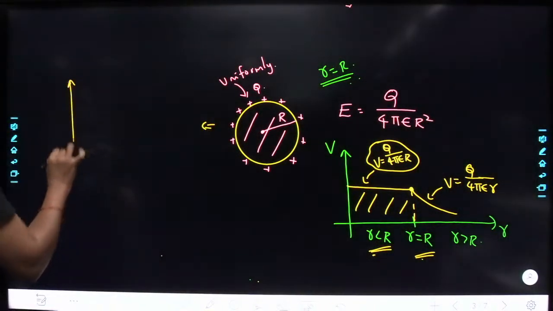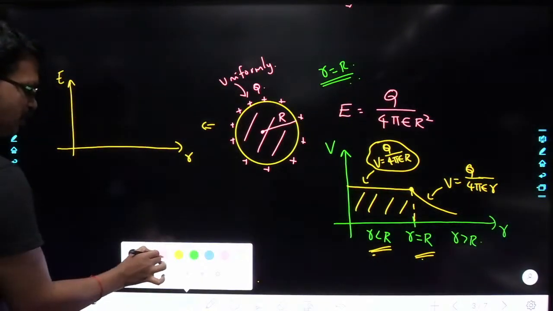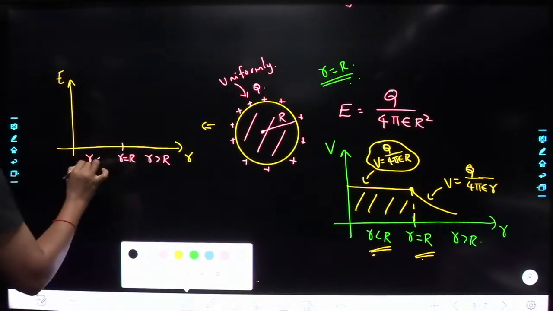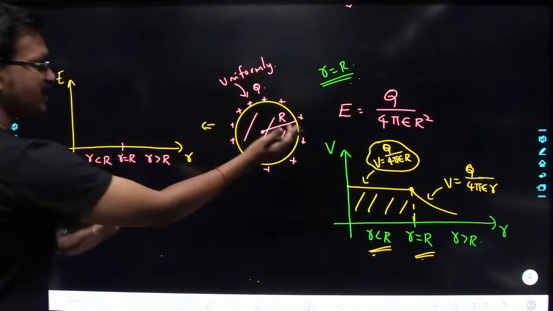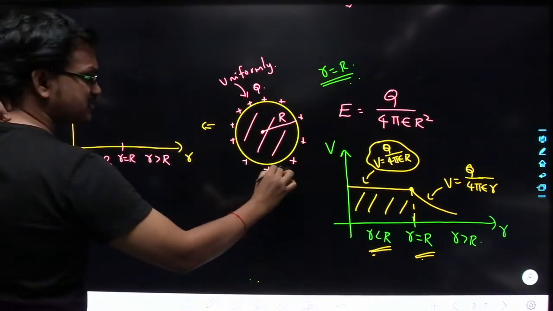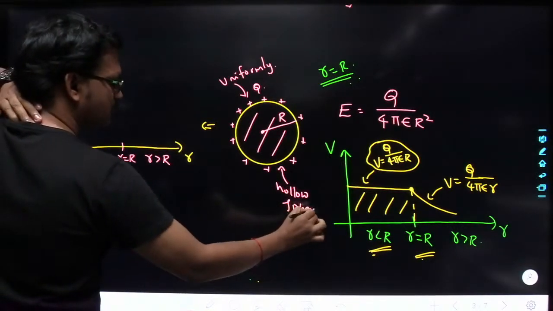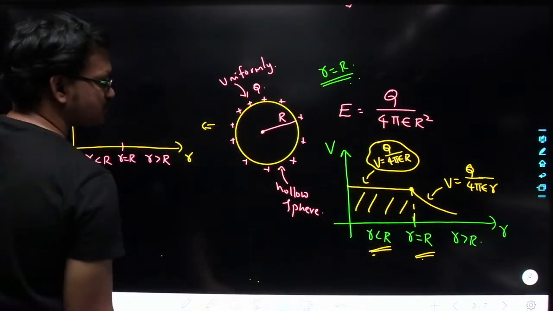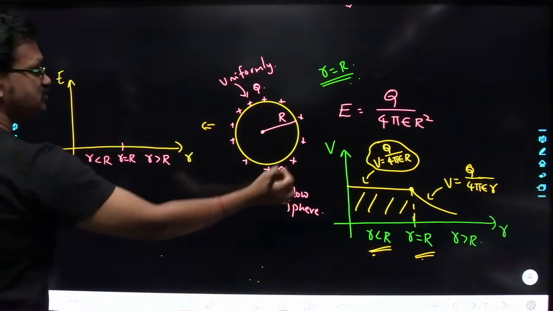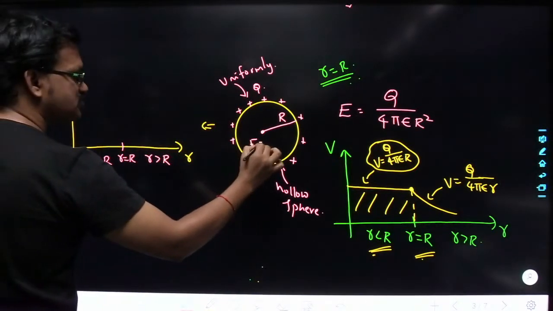Whereas for the electric field, if I draw the electric field versus r for the same problem, at r equal to capital R, this region is r greater than capital R, and this region is r less than capital R. Inside the sphere, I am considering this as a hollow sphere, right? So for this hollow sphere, if the charge is distributed uniformly on the surface of the sphere, then inside the sphere the electric field is equal to 0.